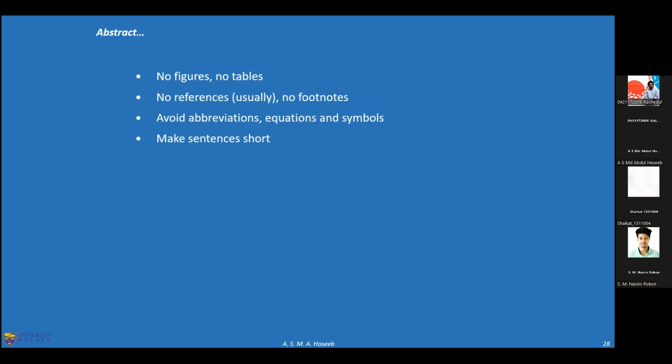And these are the conventions in abstracts. Normally, we don't have any figure, no table. We don't put any references in the abstract. We try to avoid abbreviations, equations, and symbols. And we make the sentences small. And this is not only true for abstracts. In fact, it's true for any scientific communication. As engineers, we will have to write a lot of different types of reports, etc. And one basic principle in scientific writing is that we make the sentences small, and we'll talk about it later on.